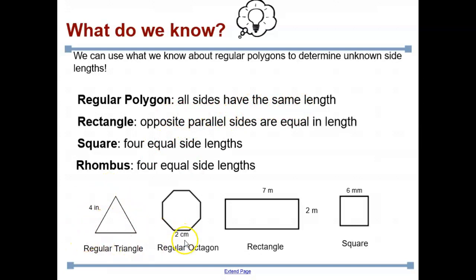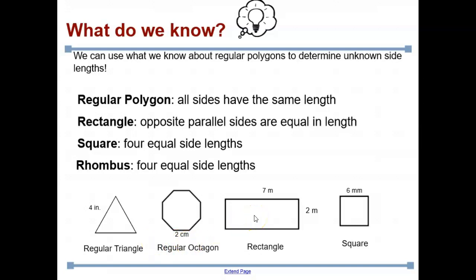This is a regular octagon. So what would the side length be of all 8 sides? Yes, if this side length were 2 centimeters, all of the remaining side lengths would also be 2 centimeters because it's a regular octagon. So all sides have the same length.